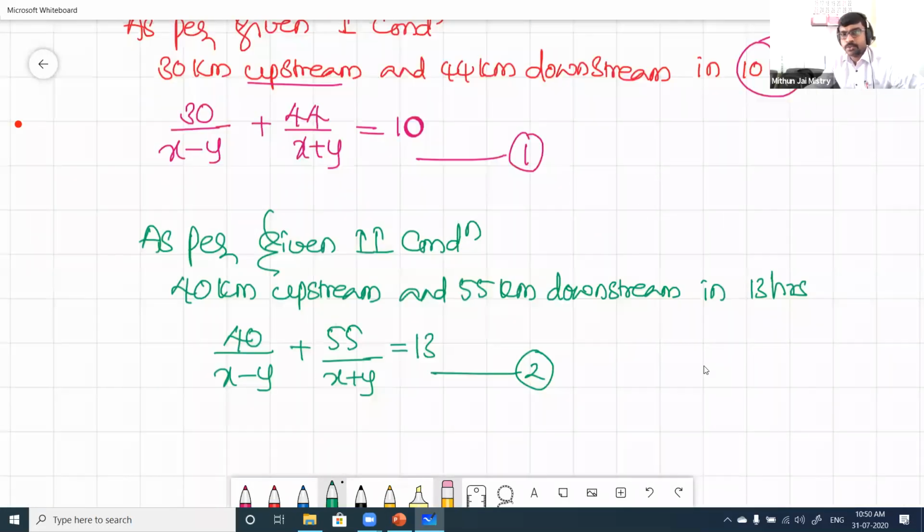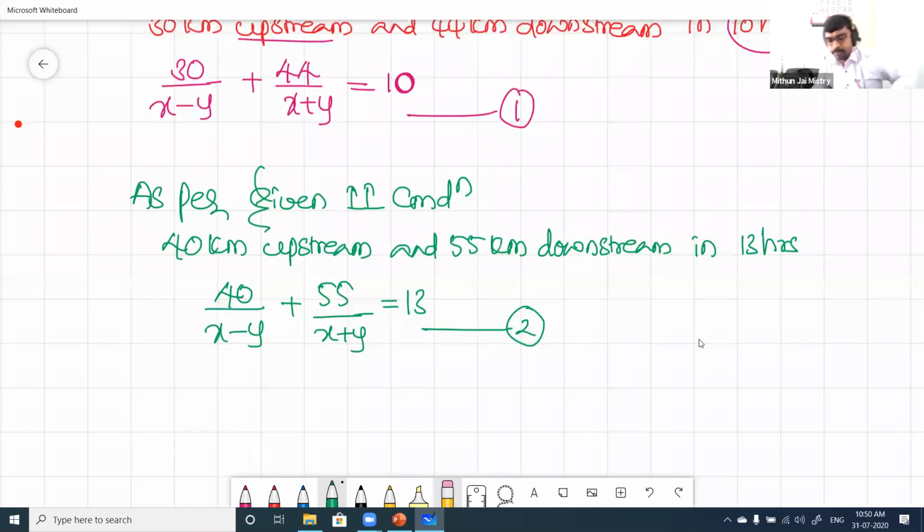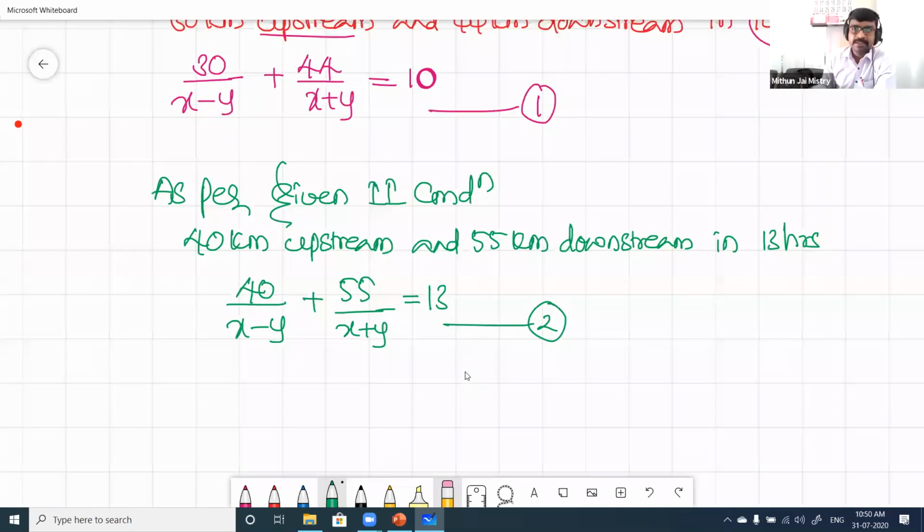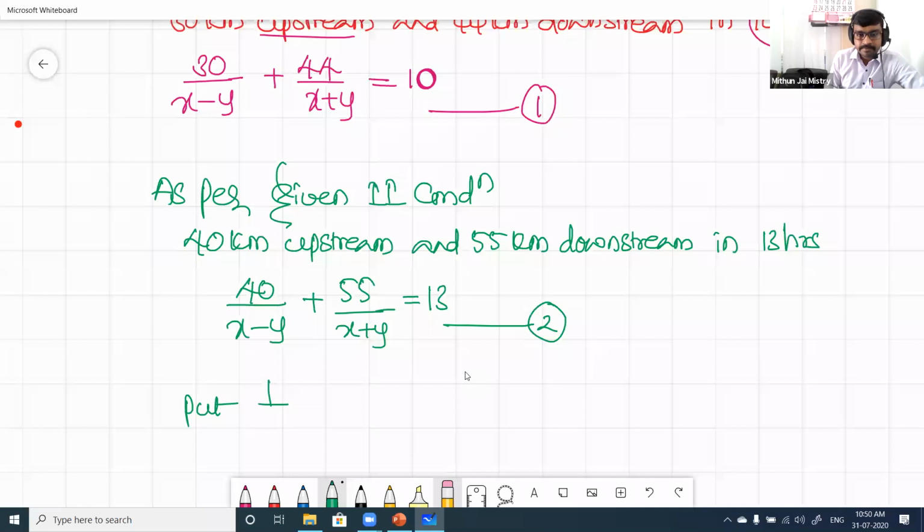Okay, children, here we have two equations, and you can see that both equations are not directly in linear form. We have 30 by x minus y, and here x plus y. So now we have to solve this as we did till yesterday, right? So equation 1, I'm going to put 1 by x minus y.